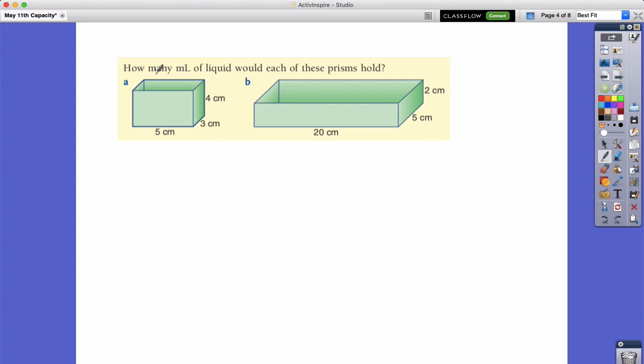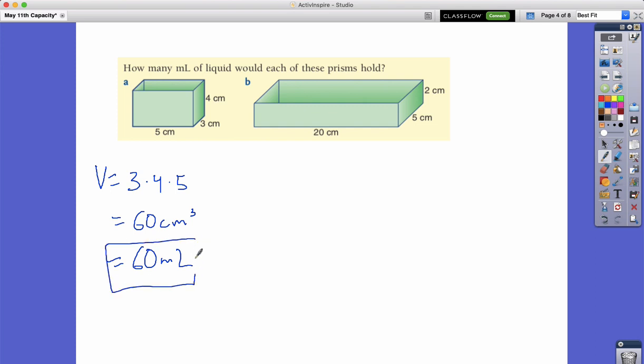Let's do some examples. How many milliliters of liquid fit in here? You just need to find the volume. It's already in centimeters, so that's good. We just do 3 times 4 times 5, that equals 20 times 3, 60 cubic centimeters. So remember, that's exactly the same as milliliters.